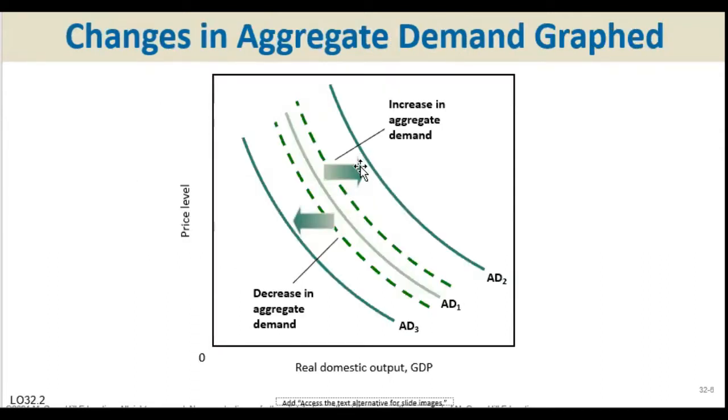So this figure depicts the shift in aggregated demand. Originally we have AD1, and if there's an increase in aggregated demand, you will see that it will shift to the right. Ignore for now the discontinuing curve. So it shifts to the right, and that's increasing aggregated demand. If it shifts to the left, it's a decrease in aggregated demand.